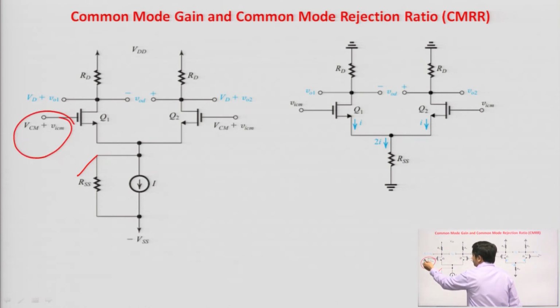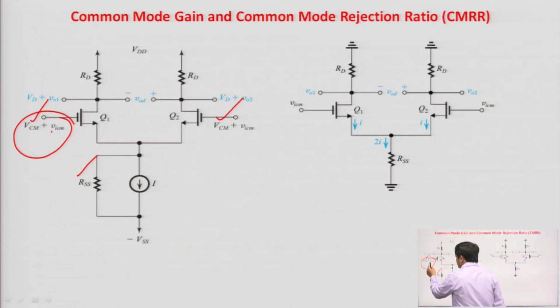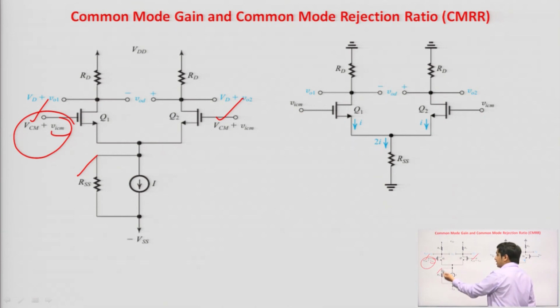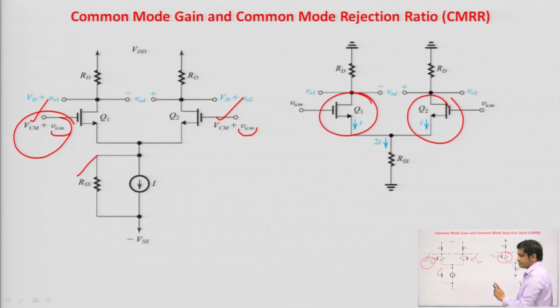VCM plus VICM. VCM is the input common mode voltage, the common mode DC voltage in fact. This capital V, C, M is the common mode DC voltage, and the small noise signal or interference signal is VICM. So, what will be the current flowing through RSS? It will be 2I, because if I current is flowing through Q1 transistor and I current is flowing through Q2 transistor, then the 2I current will flow through RSS, that is the source degeneration resistance.